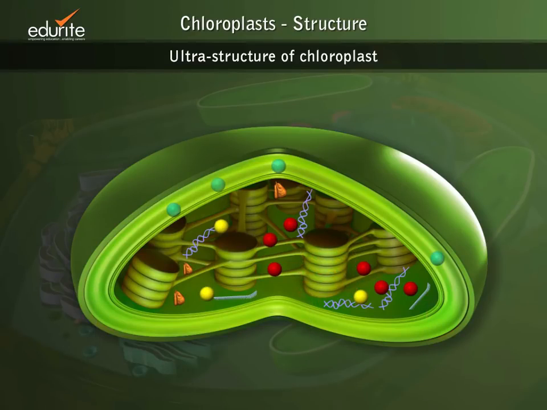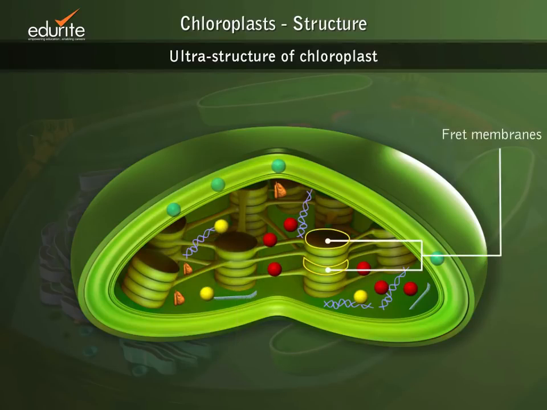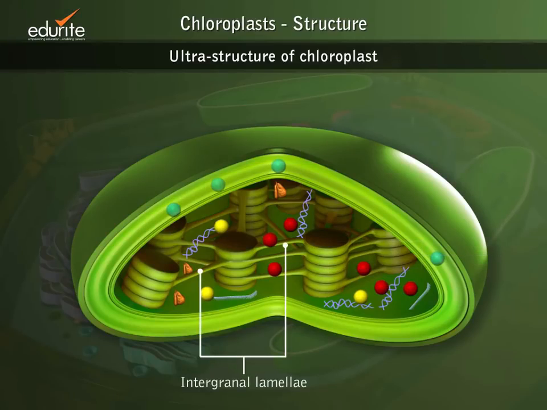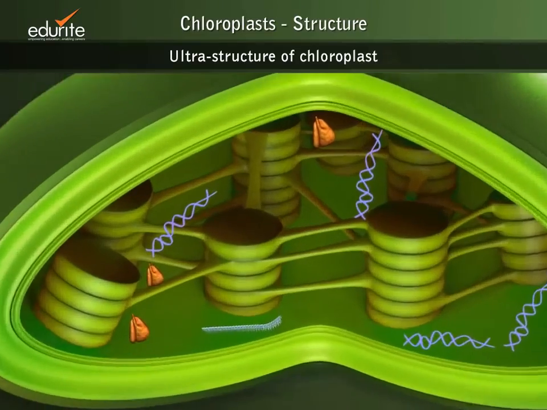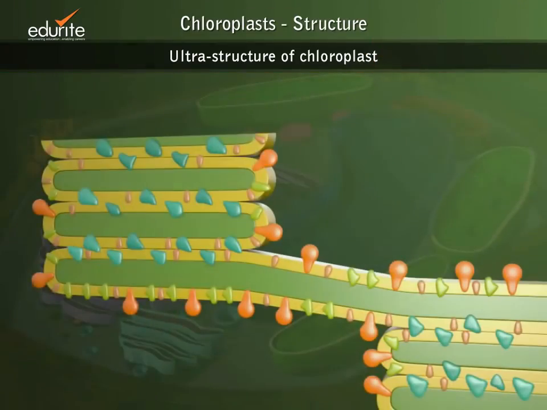The thylakoid membrane is a network of membrane-bound flattened discs called thylakoids, which are arranged in stacks called grana. The membranes of thylakoids are called fret membranes, and the grana are interconnected by tubular membranes called the intergranal lamellae. Each chloroplast may contain 10 to 30 granum clusters with a single granum comprising about 20 to 60 thylakoids.